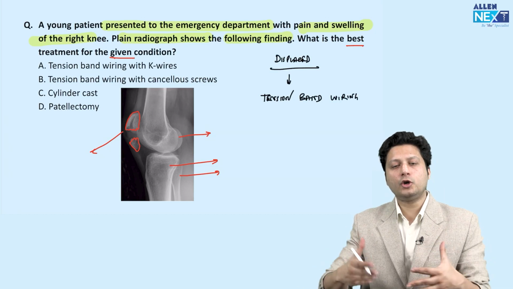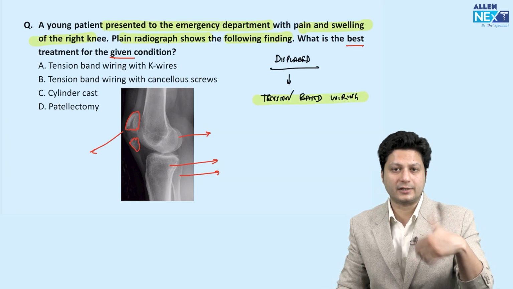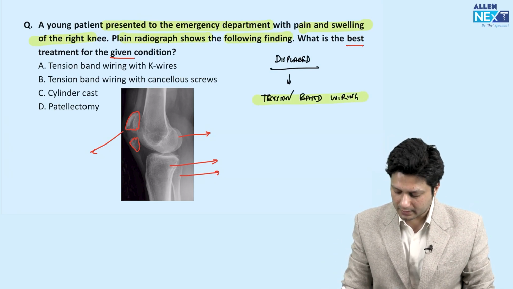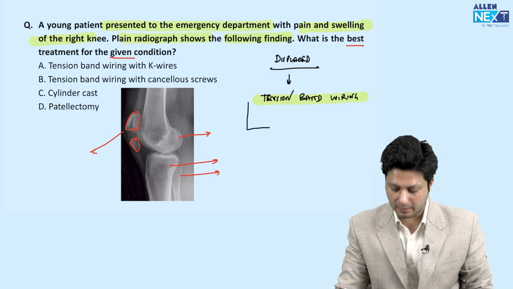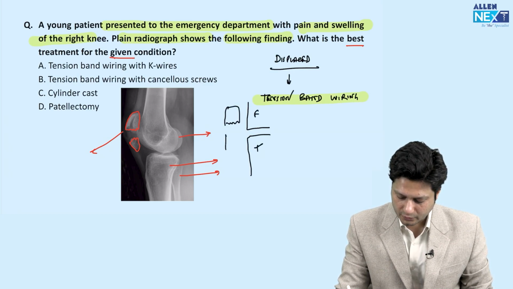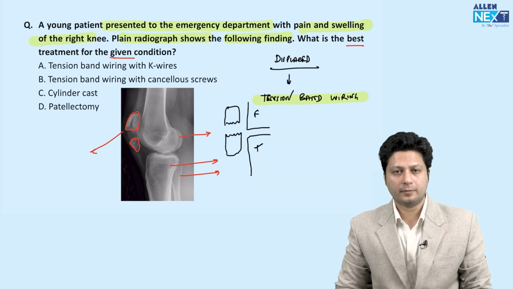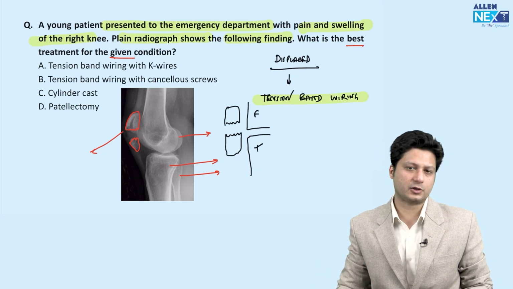All right. Now, what do you mean by this word tension band wiring, and how is it being done? Just try to understand. Imagine this is the distal end of the femur, this is the proximal end of the tibia, and here we are having the patellar bone fracture. So it is fractured like this. Okay. A displaced fracture, having a displacement of more than 1 centimeter, definitely has to be managed.